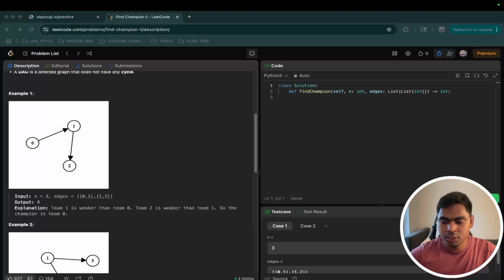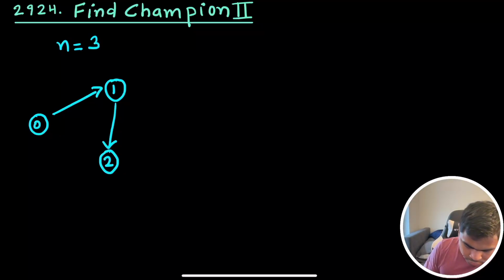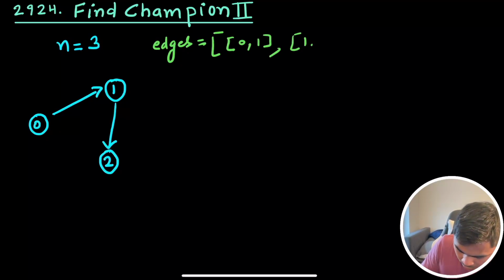I'm going to switch the view so that we can understand this better. In the first example, we are given the number n, which means 3 nodes from 0 to n minus 1. So I have drawn the nodes 0, 1, 2 here. These are our edges. They have given us this edges array, so we can write it right here: 0, 1, then 1, 2, and that's it.